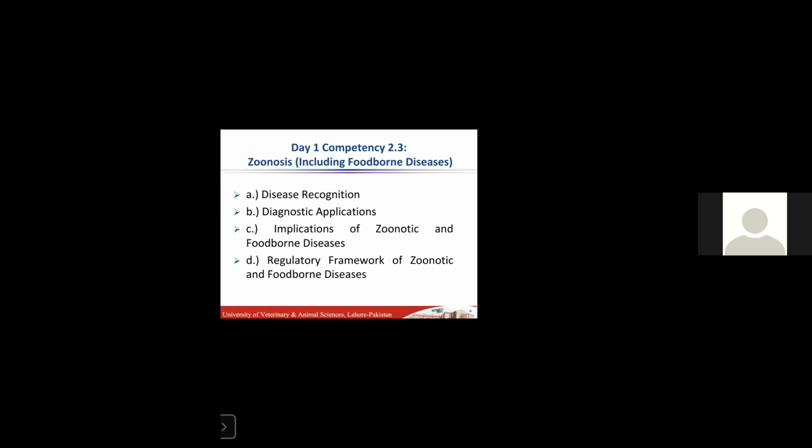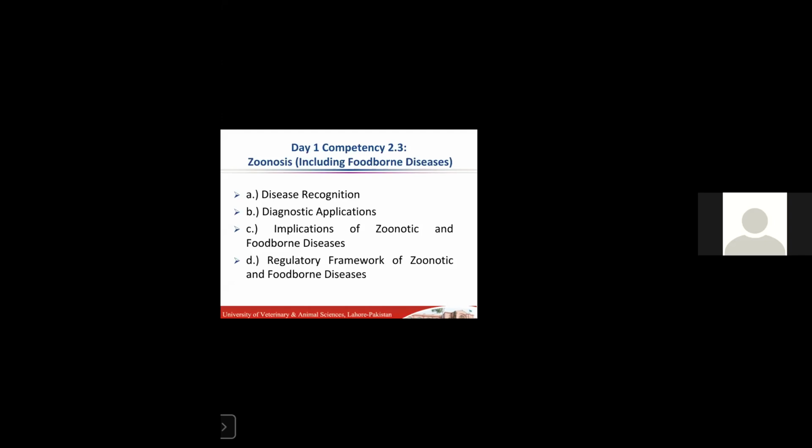In foodborne zoonosis, the day one graduate must have the knowledge of disease recognition, including foodborne diseases and zoonotic pathogens. Which kind of zoonotic pathogens are prevalent in foodborne zoonosis, and he must have the knowledge of the transmission route of the foodborne zoonotic agents, including rabies, brucellosis, salmonella, E. coli, anthrax, TB, Rift Valley fever, teniasis, hydatidosis, and toxoplasmosis.